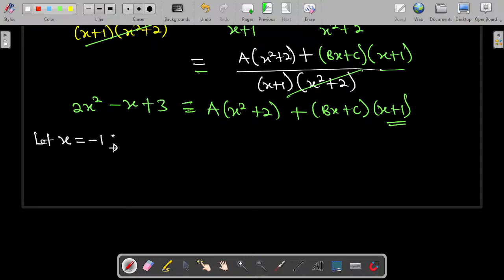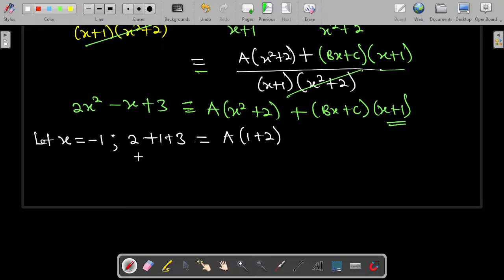Alright, so let's go. If I make my x to be minus 1, this is going to become minus 1 squared is 1, times 2 is 2. So you have 2 minus 1, which will be plus 1. Then plus 3 is equal to, here you will now have minus 1 squared is 1, so you have 1 plus 2. And then the whole of this will turn to 0, so no need writing it.